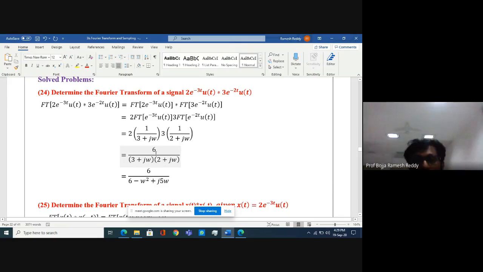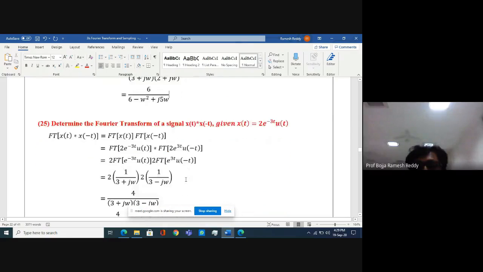2 into 3, 6. 6 by 3 plus j omega into 2 plus j omega. Expanding the denominator: 3 into 2, 6. j omega into j omega, that is j square omega square, and j square is minus 1, so minus omega square. Next, 2j omega plus 3j omega, that is 5j omega. This is the frequency domain of the convolution of these two. Convolution in time domain leads to simple multiplication in frequency domain.